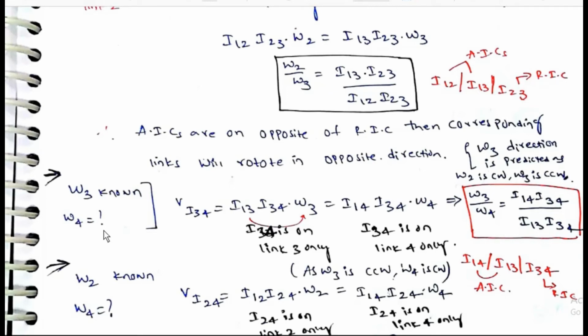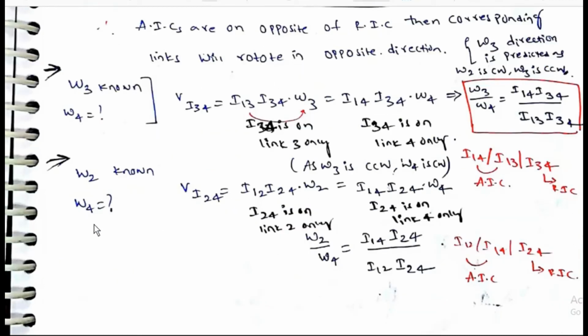Omega 3 is known, omega 4 is question mark. The same process we will follow. I34 is equal to I13 I34 omega 3, with I34 assumed on link 3, is equal to I14 I34 omega 4, with I34 on link 4. Omega 3 by omega 4 is equal to I14 I34 by I13 I34.